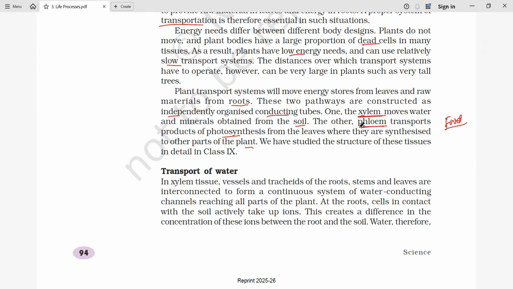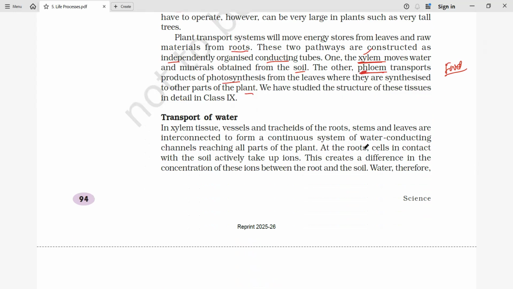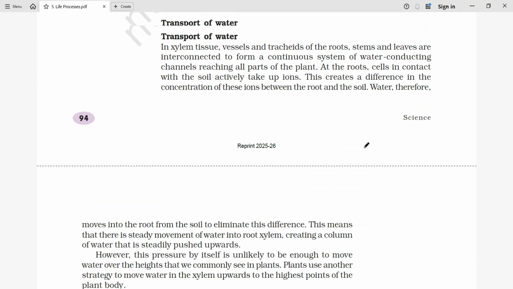Or just like if pH is photosynthesis. So when food is prepared during the photosynthesis, from there, with the help of phloem, it is going to distribute it in different parts of the plants. So there should not be confusion in the xylem and phloem. Xylem is for the water and minerals, phloem is for the transportation of the food. So now one by one we are going to see here. First we have transport of the water.